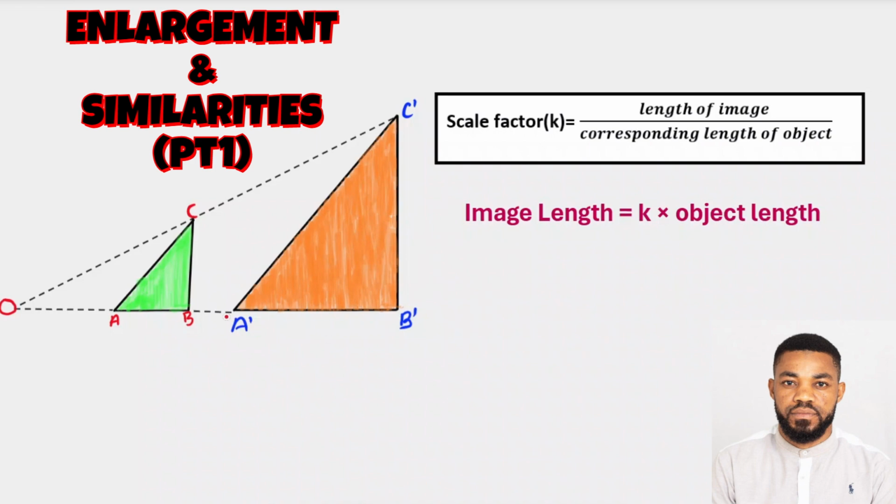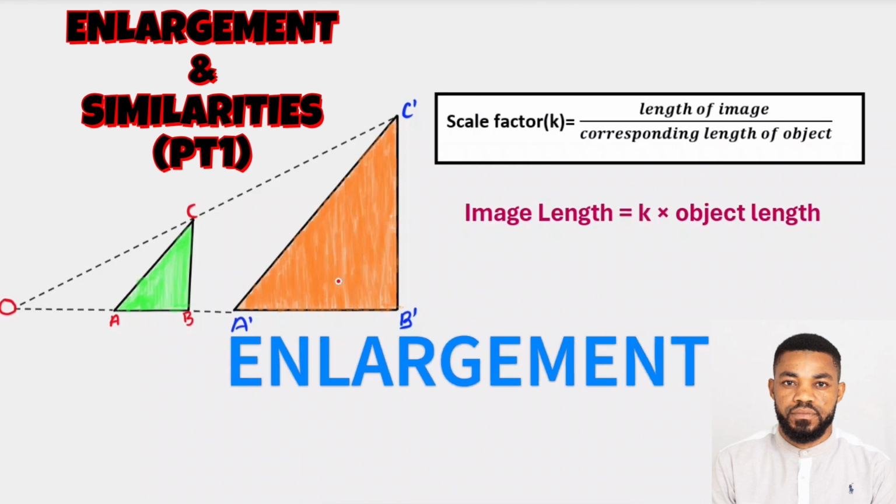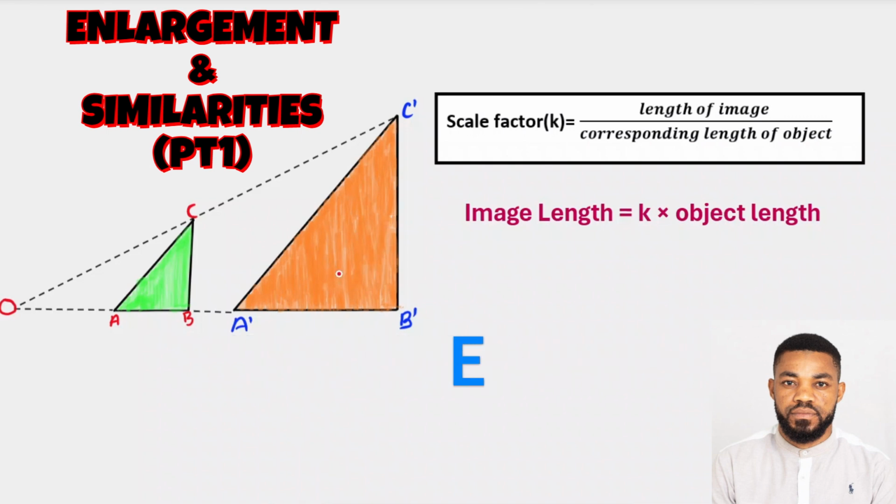Now let's begin. From this setup, you can see that the triangle A1, B1, C1 is an enlargement of the triangle ABC. That means that we've increased the size of the triangle ABC to obtain the triangle A1, B1, C1 by a certain scale factor K. The scale factor, which is denoted by the letter K, is the number that indicates how much a shape is increased or decreased. Increase, that means we're talking about enlargement, and decrease, then we're talking about reduction.